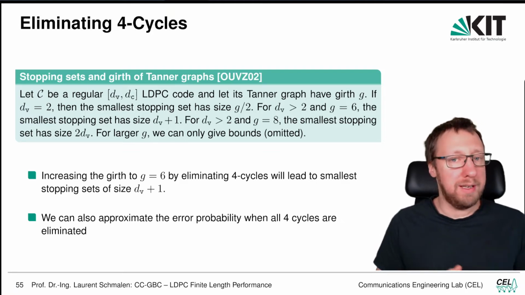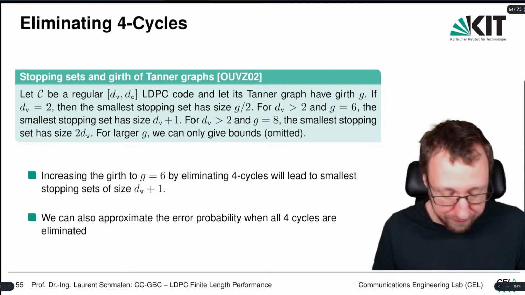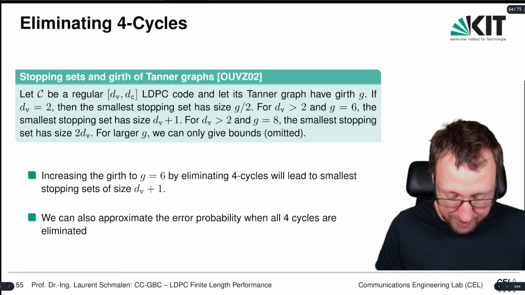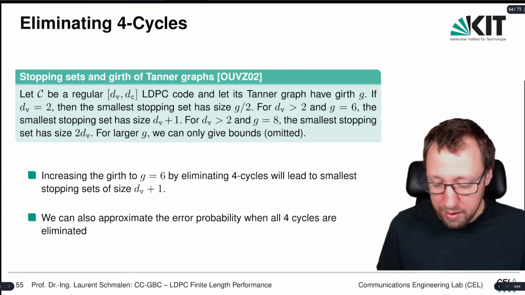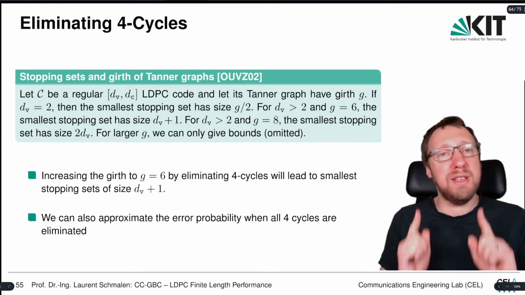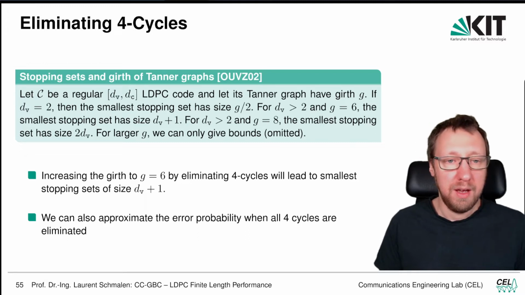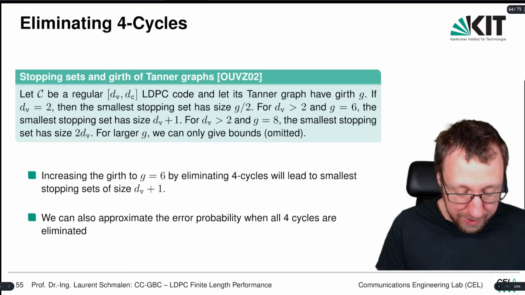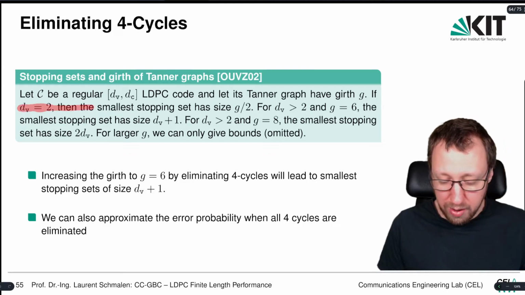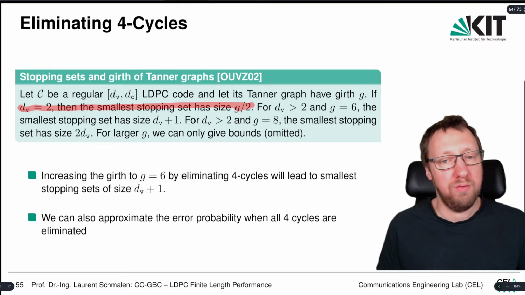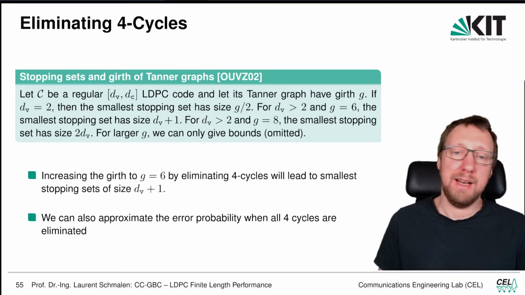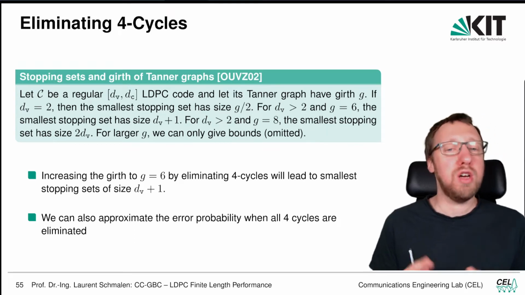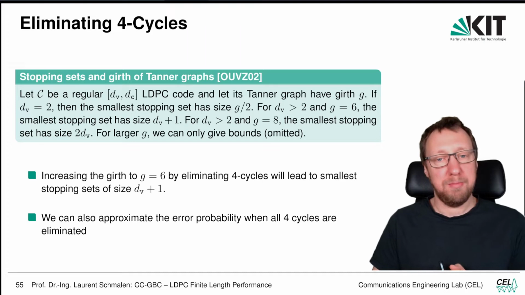So there is a very nice result that is given here. If we have a regular dv-dc LDPC code and we have a Tanner graph of girth g. Recall, the girth is the length of the shortest cycle in the Tanner graph. Now we have multiple cases. If dv is equal to 2, the smallest stopping set has a size of g divided by 2. So if the girth is equal to 4, the smallest stopping set has size 2. If the girth is equal to 6, the smallest stopping set has size 3. By increasing the girth, we can increase the size of the smallest stopping set.